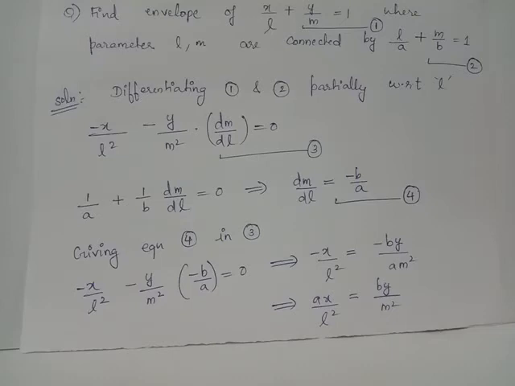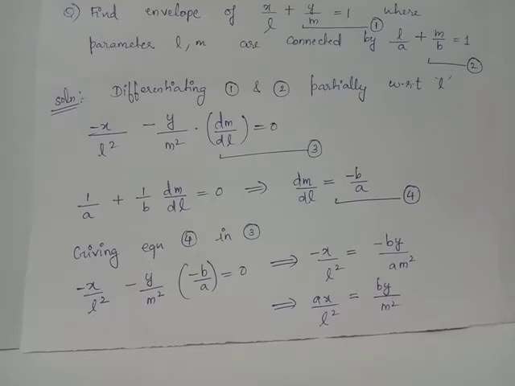Find the envelope of x by l plus y by m equals 1, where l and m are parameters which are connected by the equation l by a plus m by b equals 1. Let us call the first equation as equation 1 and the second equation, which is the relation between parameters l and m, as equation 2.